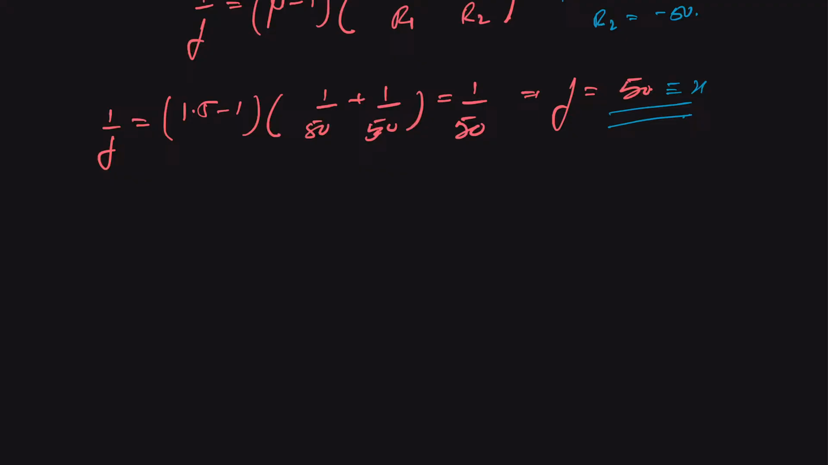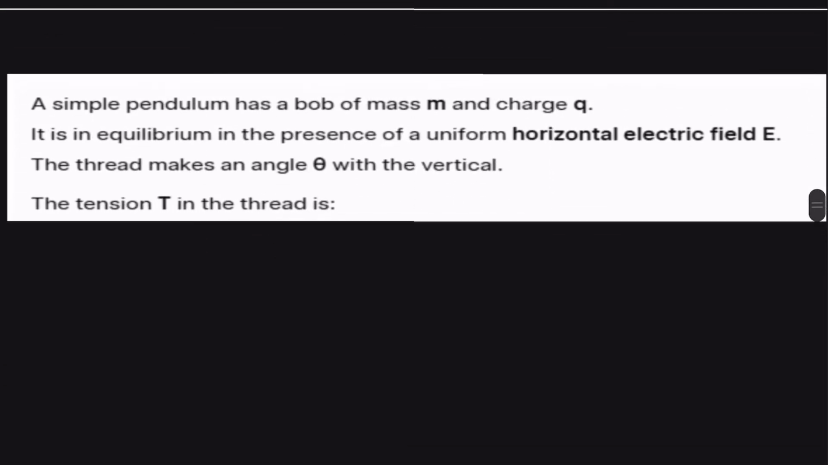Next question. It states that a pendulum has a bob of mass m and charge q. In its equilibrium, in the presence of a uniform horizontal electric field E, the thread makes an angle of theta with the vertical. The tension in the thread is. So a basic figure is given to us.